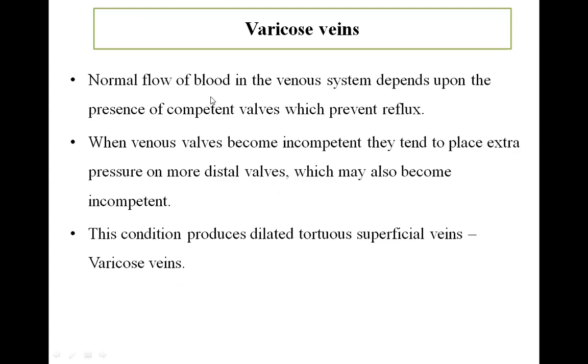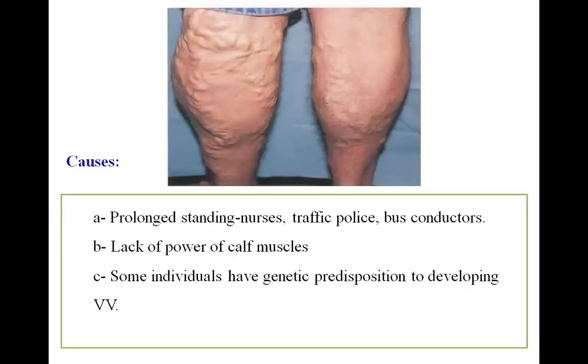So, normal flow of the blood in the venous system depends upon the presence of competent valves which prevent the reflux of the blood. When the venous valves become incompetent, they tend to place extra pressure on the more distal valves, which may also become incompetent. And this condition produces dilated, tortuous superficial veins, and it is known as the varicose veins. So in the diagram, you can see these are the dilated, tortuous veins. That is the varicose vein.